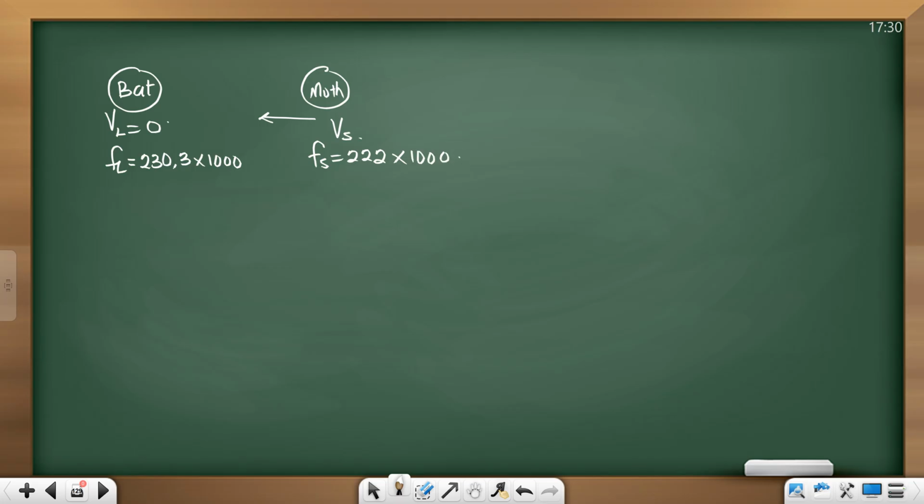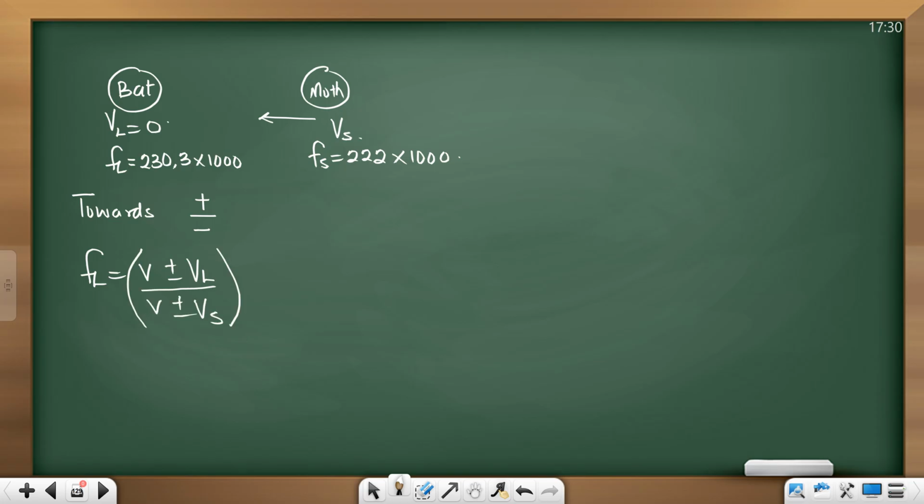It's known. That's 222. All right, so what's our formula? We are dealing with what? Towards, right? Whenever I know that it's towards, it's positive over negative. Once I see towards, now what's our formula? FL equals V plus or minus VL over V plus or minus VS.